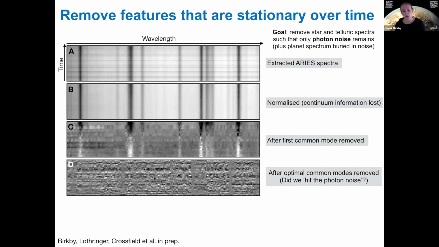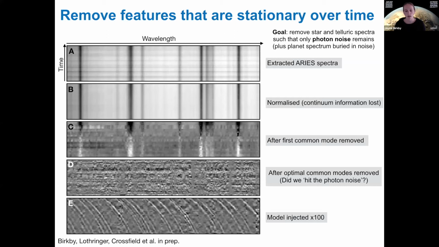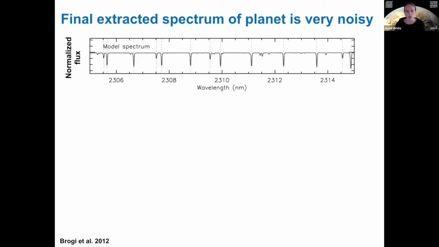You can see we haven't actually hit the photon noise here, but it turns out that's actually enough. And if I was to inject a very strong planet signal in the original data, so in panel A, and do this whole process again, you would actually see the spectral lines. And so at this point, what you could do is shift these spectra into your planet rest frame, so they all align vertically, and you could sum them, and that would be your planet spectrum. However, as you can see, it's quite noisy, and I'll just show you what happens if you actually do that.